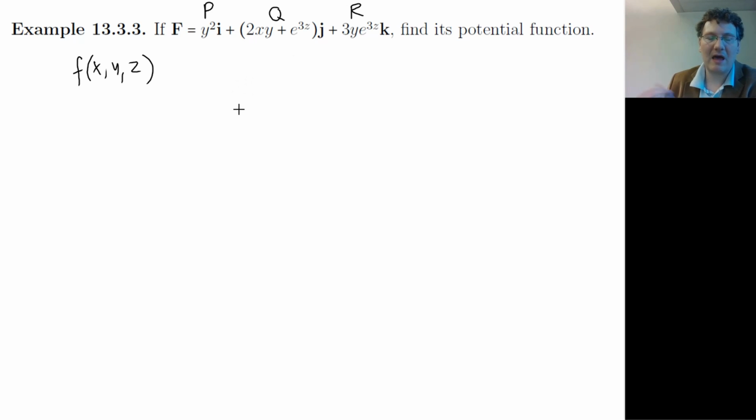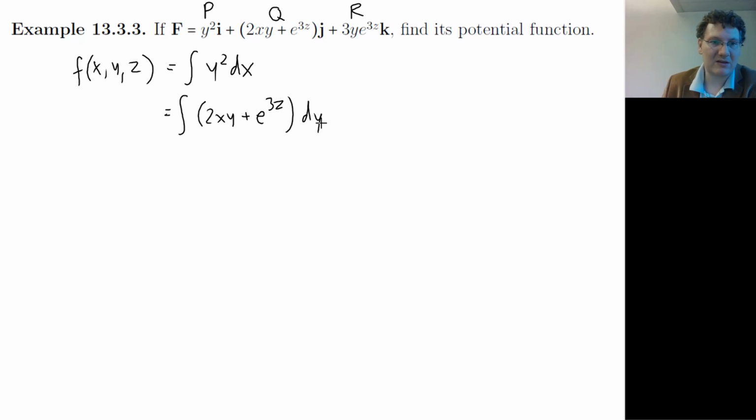If we integrate, f of x, y, z should generate this vector field, such that if we take the partial derivative of f with respect to x, we'll get y squared. So we're going to say that this integral of y squared dx should be my original function. But also, if we were to integrate 2xy plus e to the 3z dy, you should get back to the original function f. Also, if you integrate 3y e to the 3z dz. So what are all of these?